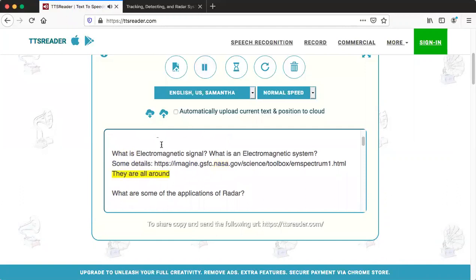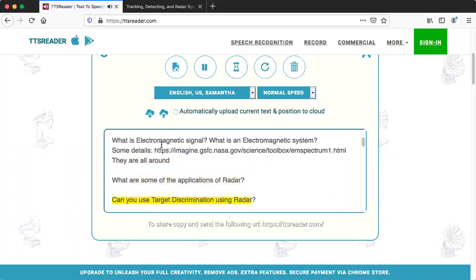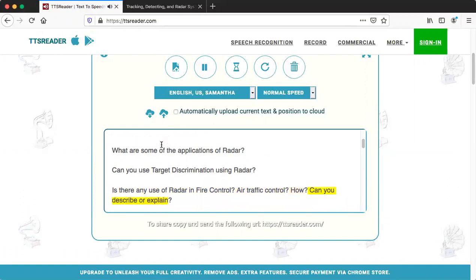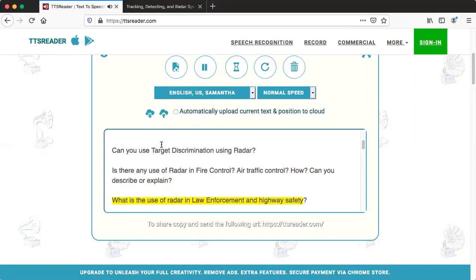They are all around. What are some of the applications of radar? Can you use target discrimination using radar? Is there any use of radar in fire control? Air traffic control? How? Can you describe or explain? What is the use of radar in law enforcement and highway safety?